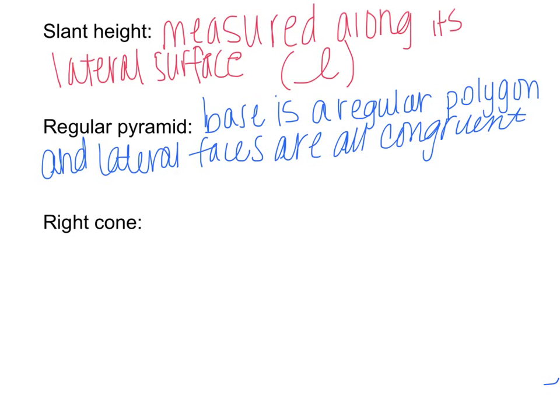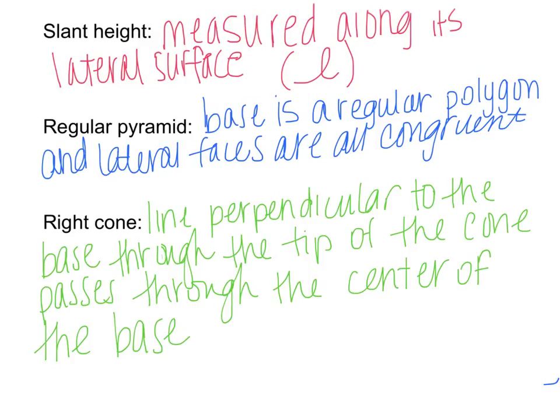The next definition is a regular pyramid. And again, it's going to come to a point, but the base is going to be a regular polygon. So polygon meaning many sides, so not a circle. And lateral faces are all congruent, so congruent means they're all going to be the same. Finally, in a right cone, the line that is perpendicular to the base, so it's going to create a 90-degree angle, goes through the tip of the cone and will pass through the center of the base.